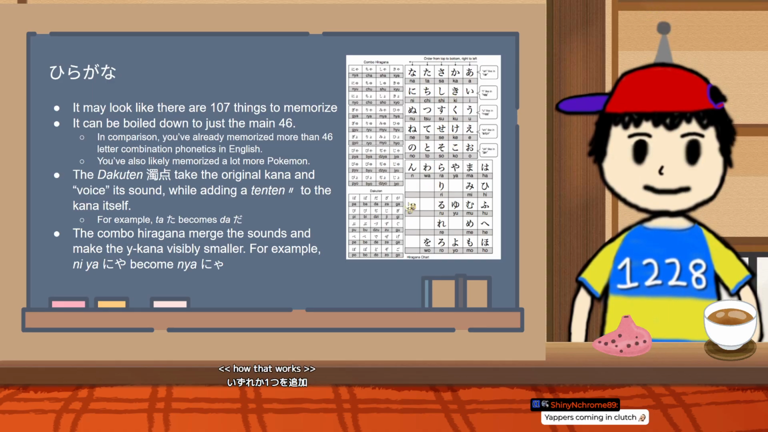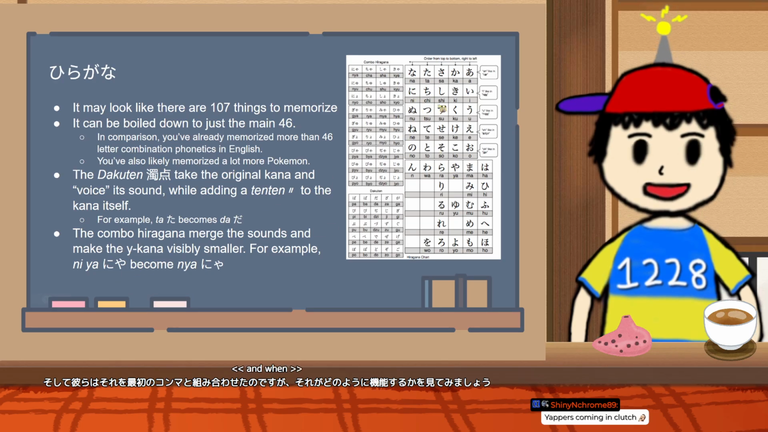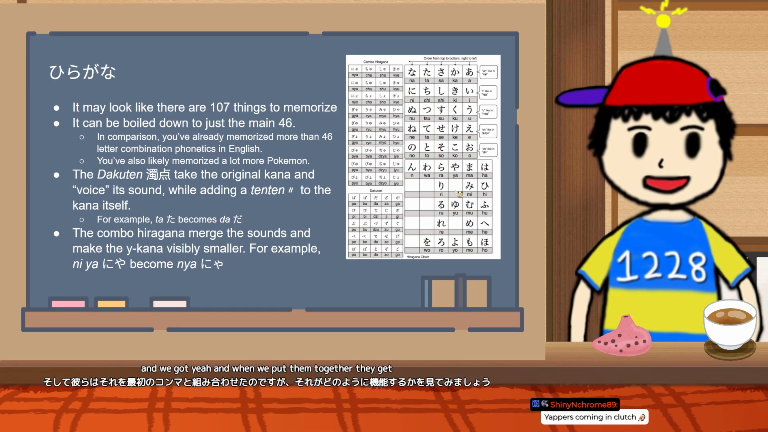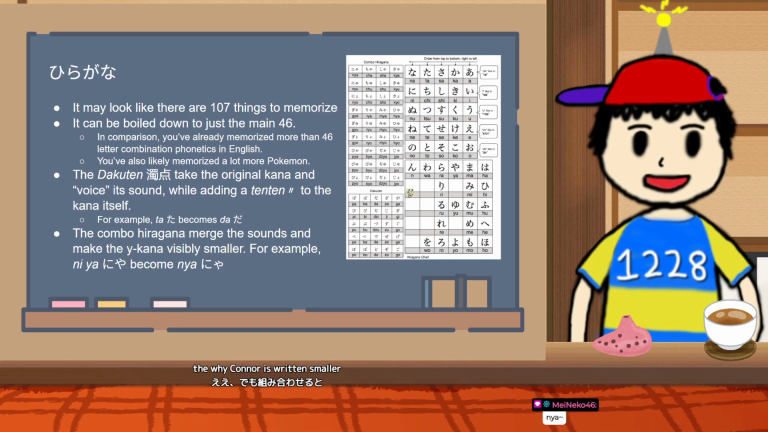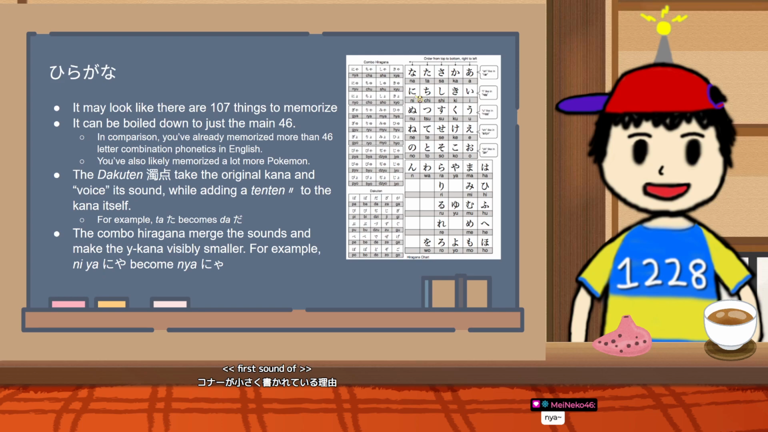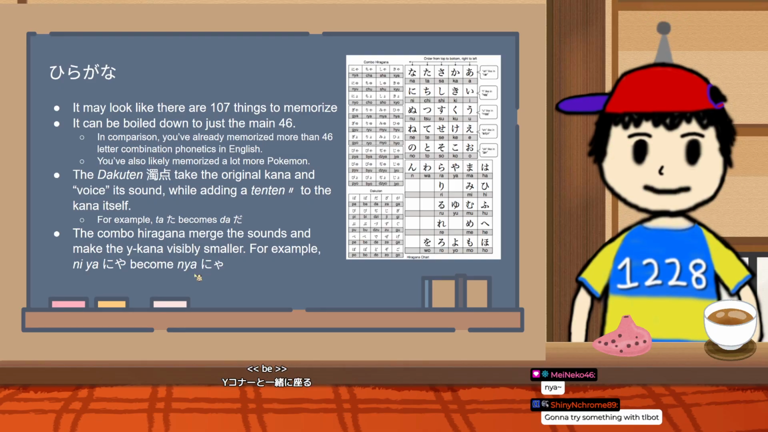How that works, let's take ni and ya. So on the chart, we got ni and we got ya. And when we put them together, they get ni and ya. But when you combo them, the Y kana is written smaller, and you take the first sound of the first kana and end it with the Y kana. So ni ya becomes nya. You now know how to meow.